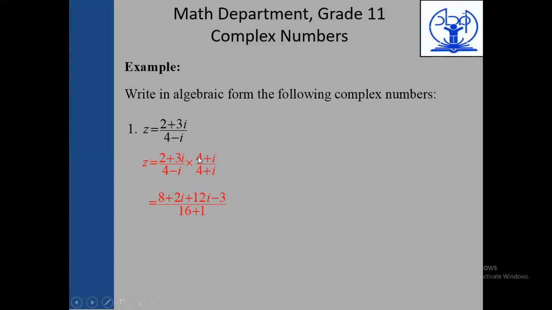For the numerator, you need to expand: 2 times 4 is 8, 2 times i is 2i, 3i times 4 is 12i, 3i times i is negative 3. For the denominator, you should write the answer directly: the real part squared plus the imaginary part squared. Consequently, we got rid of i in the denominator. So you can split now and write the complex number clearly in its algebraic form.